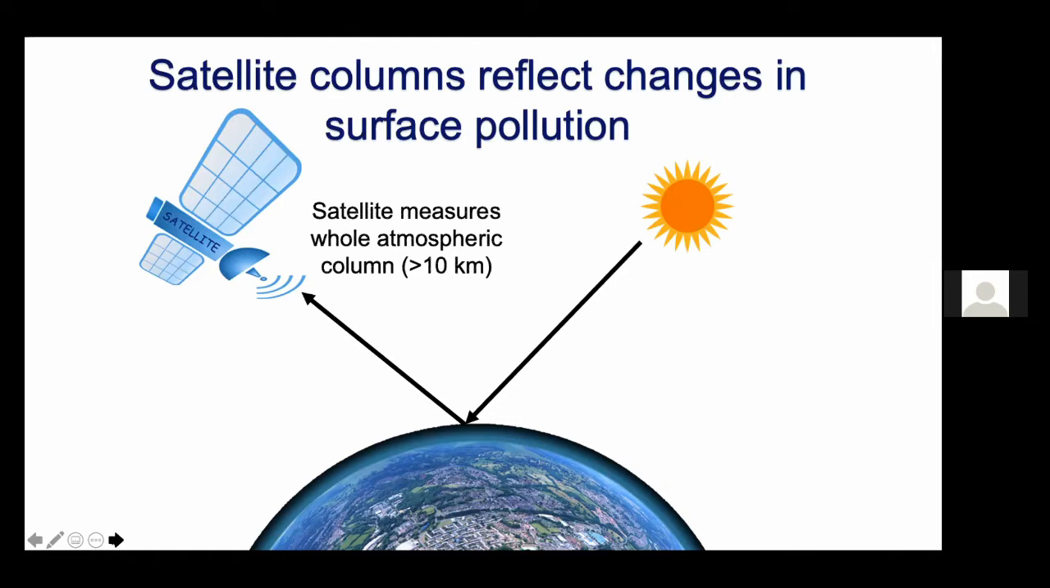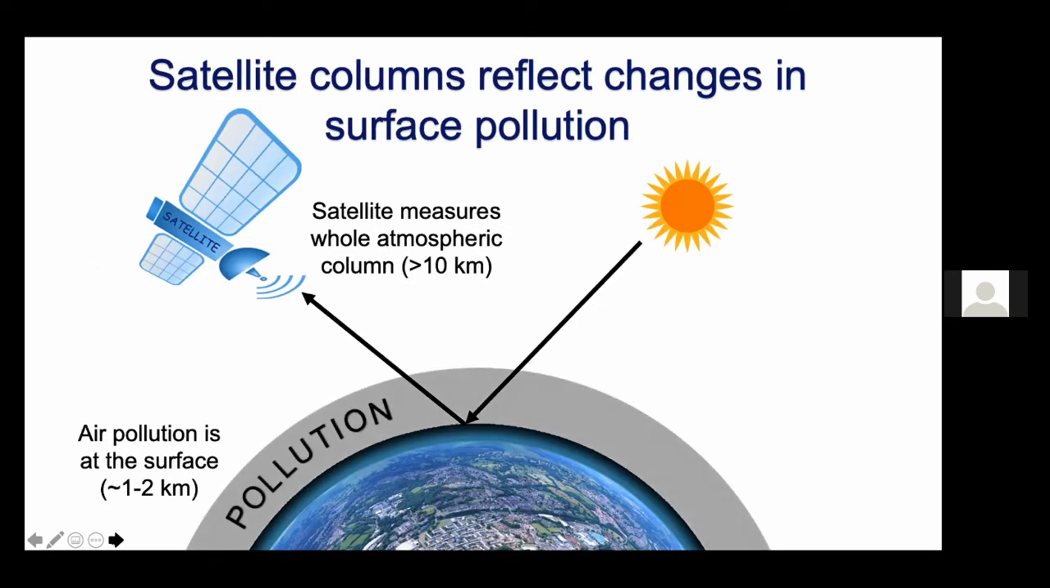Now, it's important to note that the satellite is measuring the whole atmospheric column, which can be more than 10 kilometers. But the air pollution is generally at the surface, around 1 to 2 kilometers near the source of the pollution. And the satellite column is quite sensitive to changes in the surface concentration and can thus see what's exactly happening at the surface.